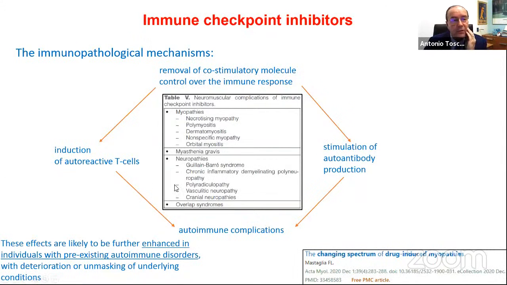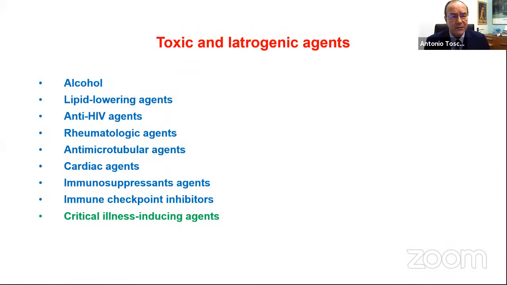And here, the possible immunopathological mechanisms, you can see that these checkpoint inhibitors can remove the costimulatory molecule control, and this can provoke different autoimmune complications that can complicate pre-existing autoimmune disorders, or they can develop autoimmune disorders. And this kind of disorders are quite difficult. You can see in the center of the slide the main cases: myopathy, necrotizing myopathy, very hard to restore, polymyositis, dermatomyositis, myasthenia gravis, neuropathies, especially these immune disorders or vasculitic neuropathies. And this is a very challenging situation, because it's not so easy to treat successfully all these cases.